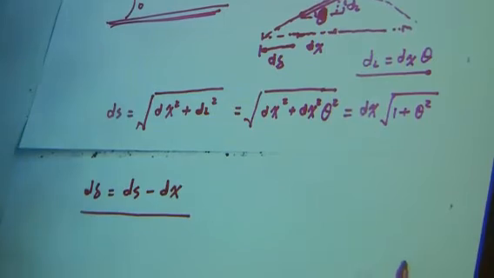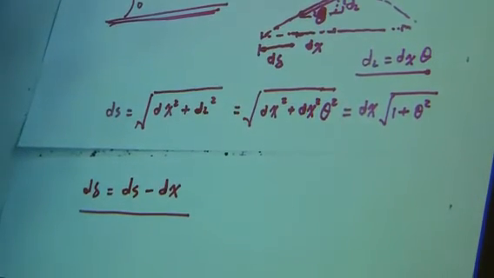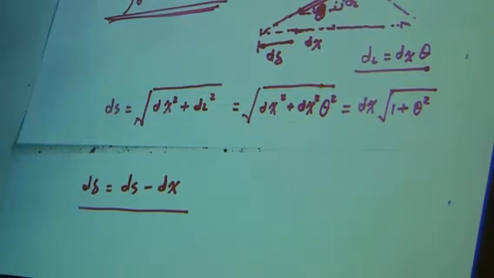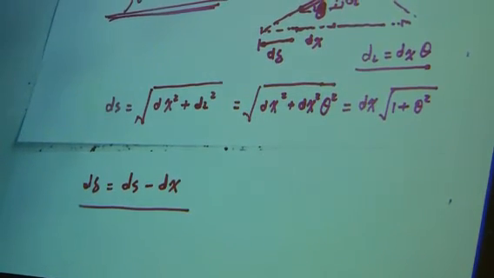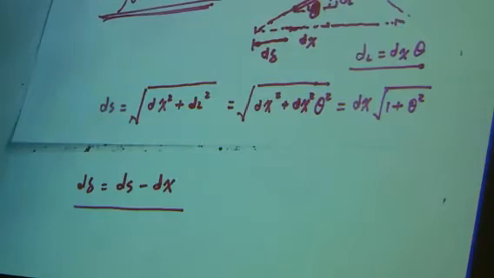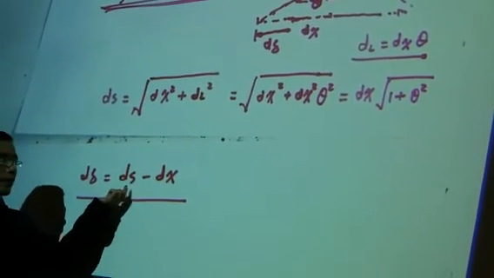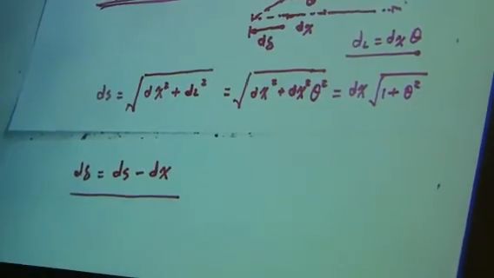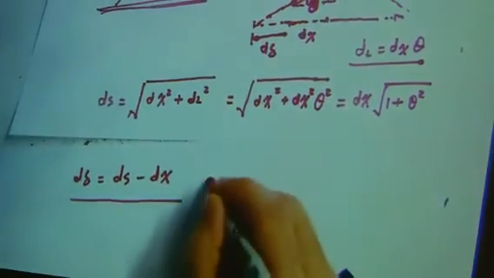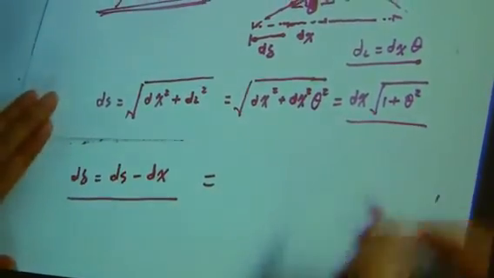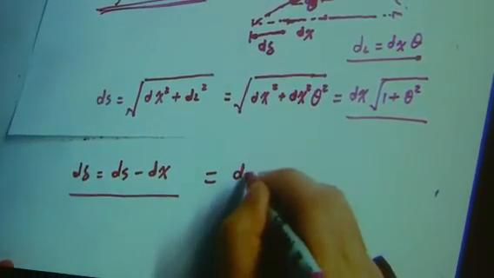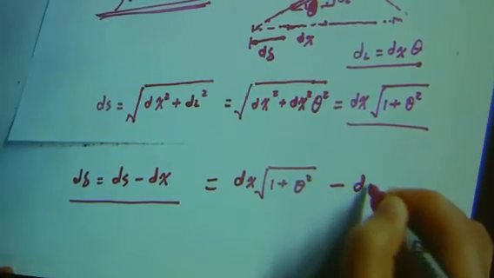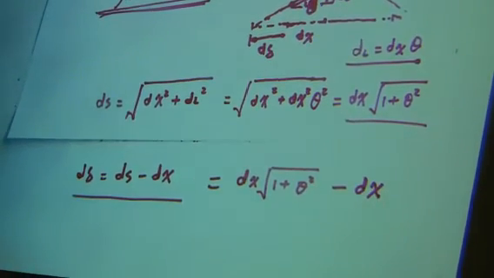The change of the length. ds is the length of the deformed column. dx is the length of the undeformed column. The physical meaning of d delta is the length change. So deformed length minus undeformed length, you get the length change. Okay? And then, because we have ds already, dx times the square root of 1 plus theta squared, minus dx. This is d delta.